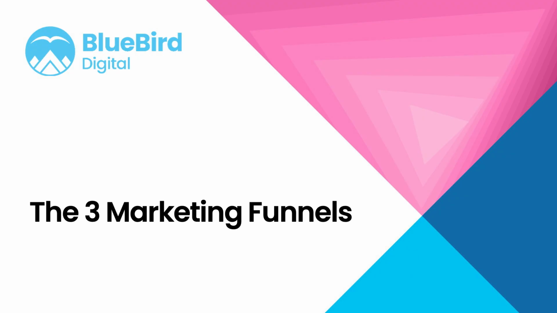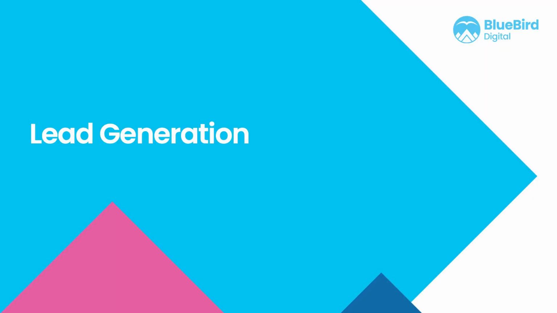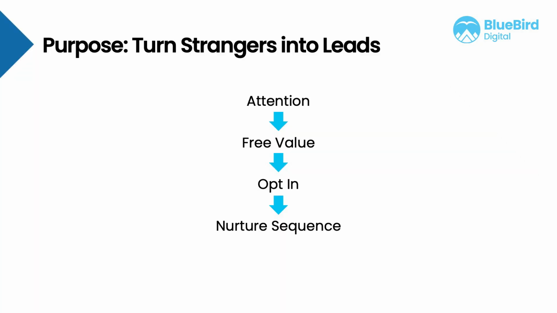So the first funnel is lead generation. The purpose of this funnel is to turn people that have no idea who you are into people that are willing to be contacted by you. So the first step is attention. This is probably the most difficult commodity to get, especially on the internet these days. So you've got to do something that makes people turn their head and look at you.